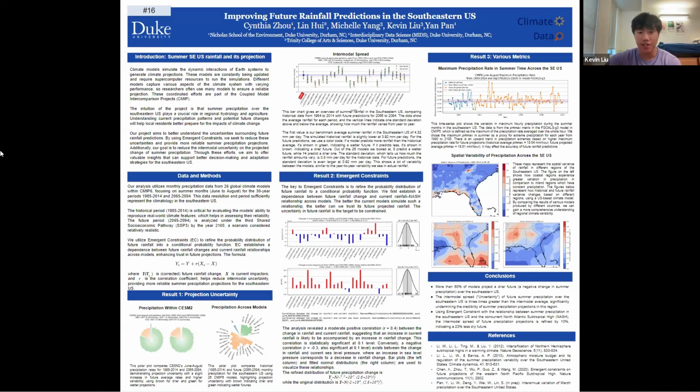Importantly, though, the application of emergent constraints has refined our projections. By establishing the dependency between historical and future rainfall patterns, we have successfully reduced the uncertainty of these predictions by about 10%, indicating a future that may be 25% less dry than previously estimated.